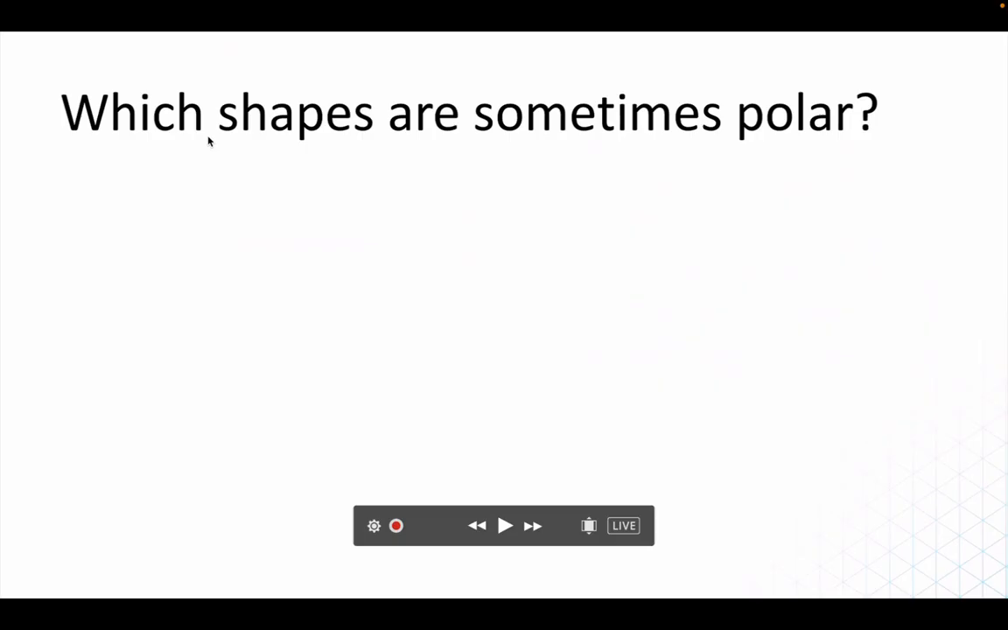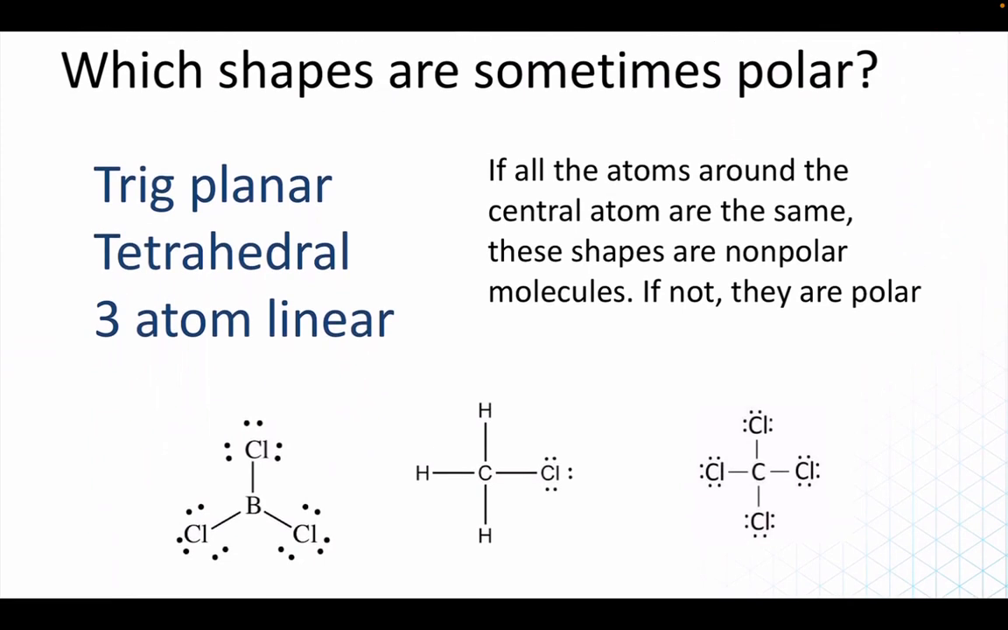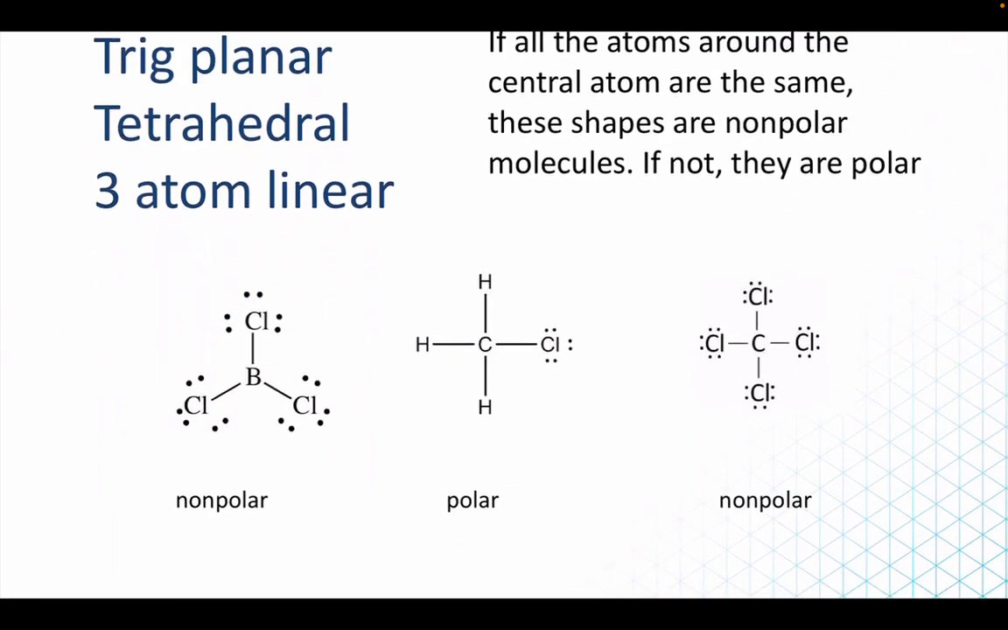So these are the rules essentially then. If the atoms around the central atom are the same for trig planar, tetrahedral, and 3-atom linears, then those shapes are nonpolar. If they're not the same, then they're going to be polar. So here they're all the same, nonpolar, nonpolar. Here you have a different one, polar.